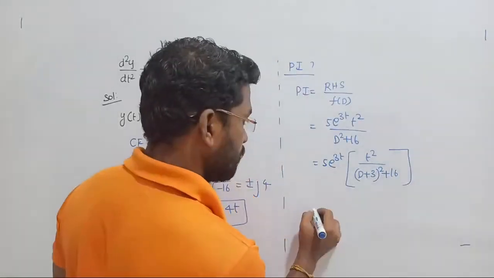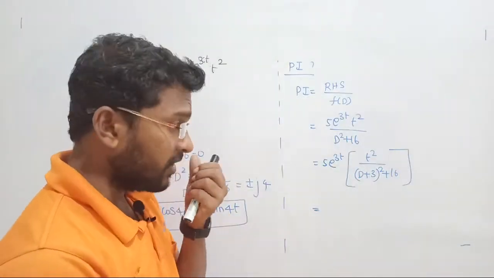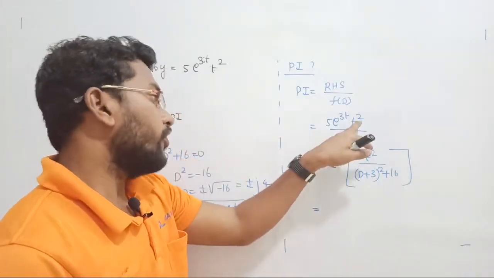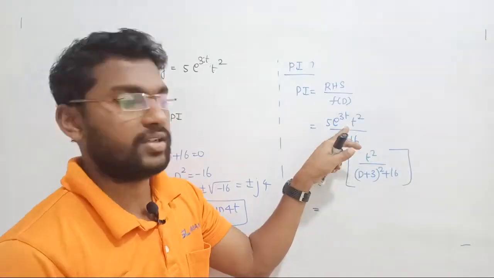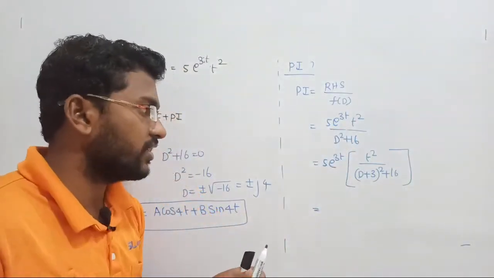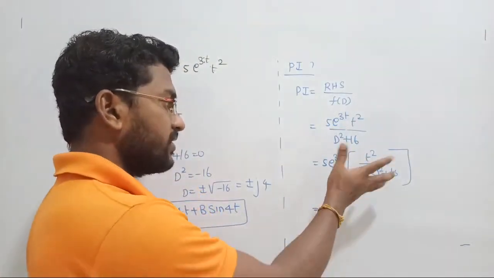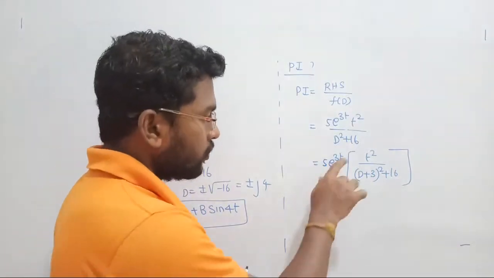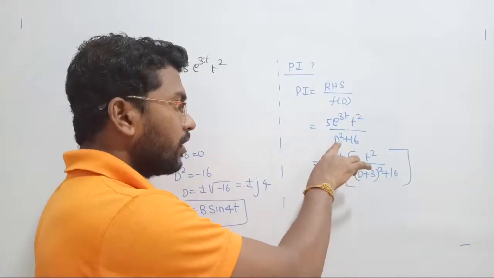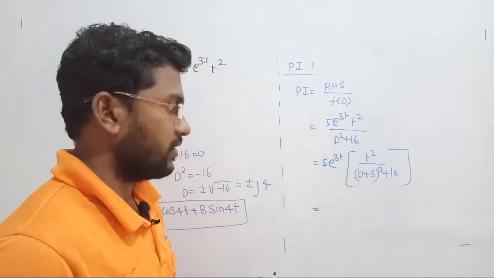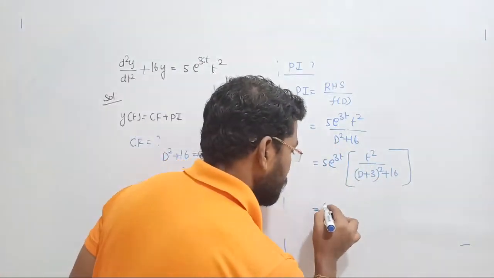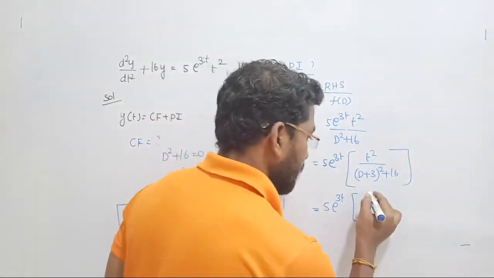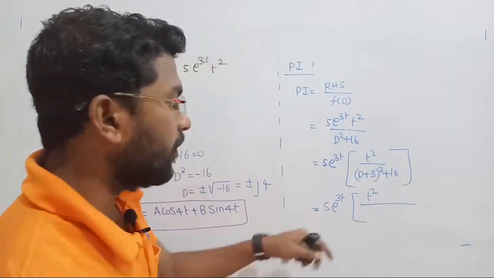Any mistake in my solution? Please tell me, did I change any procedure? No, right? What I've told you is, if your function is being multiplied by an exponential, then the solution for this function is what? D will be replaced by d plus 3. That's all, right? Yes. Let us reduce 5 into e power 3t in bracket t square d plus a.